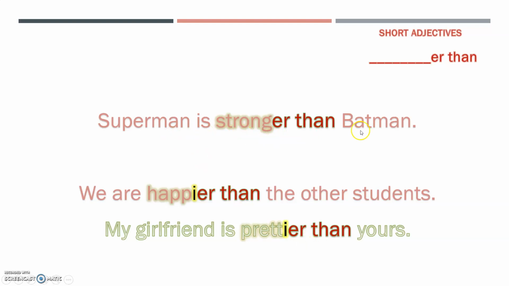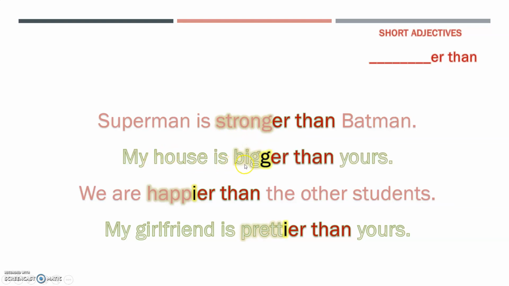Superman is stronger than Batman. Here, strong is a short adjective, and there's no CVC, there's no y, so just put ER. And my house is bigger than yours. I have CVC, consonant, vowel, consonant, so I put an extra letter here. I repeat the last letter and put ER there.